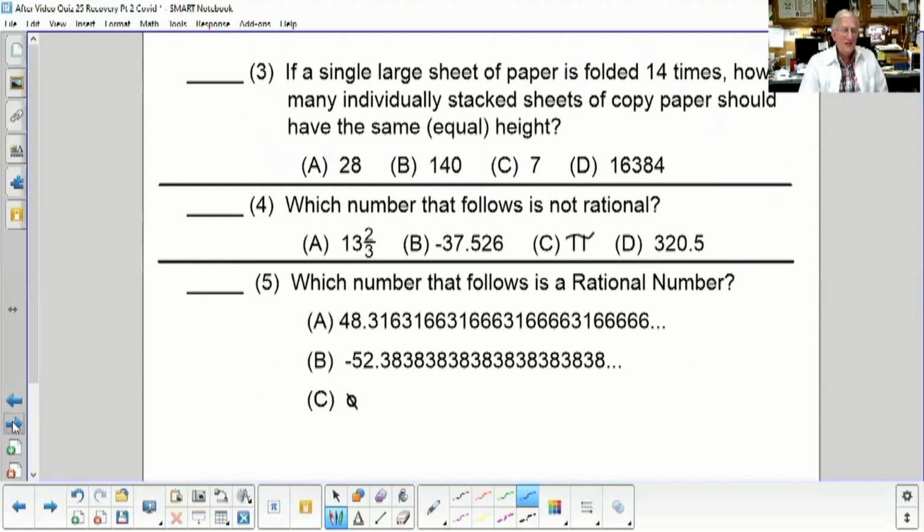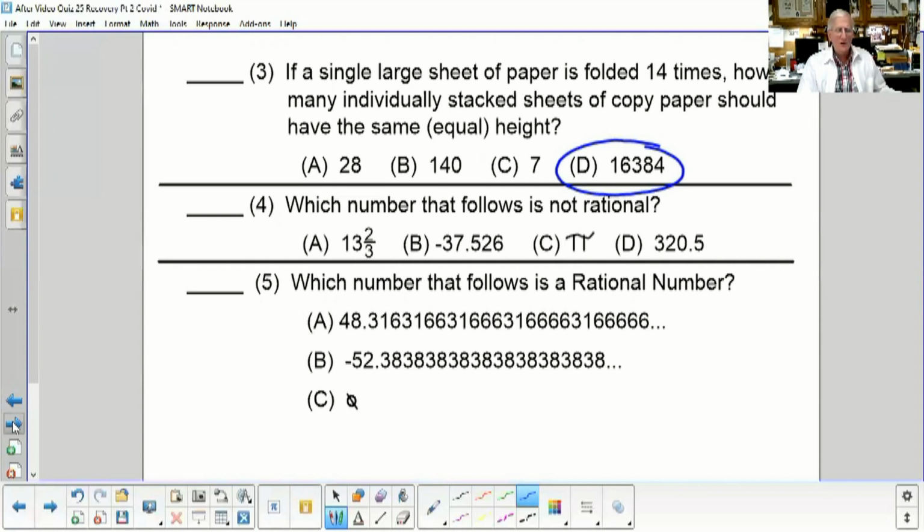3, if a single layer of paper is folded 14 times, how many individually stacked sheets of copy paper should have the same or equal height? All I need to do is do what? A power of 2, exponential growth. 2 caret 14, 16,384, which is choice D.